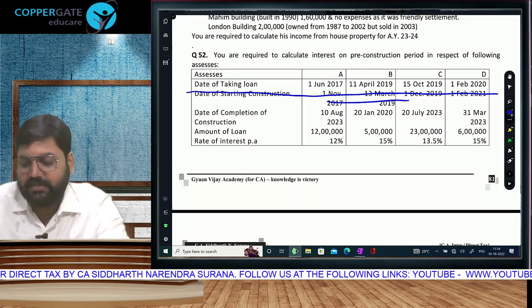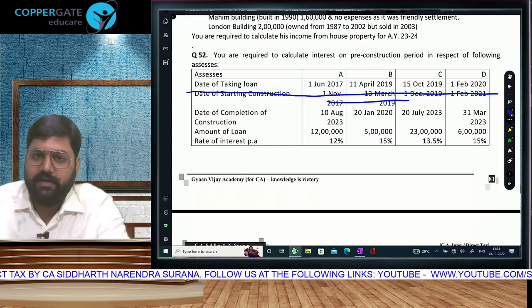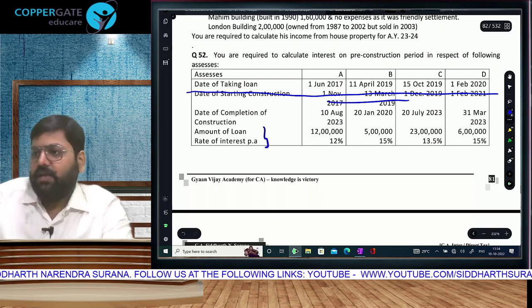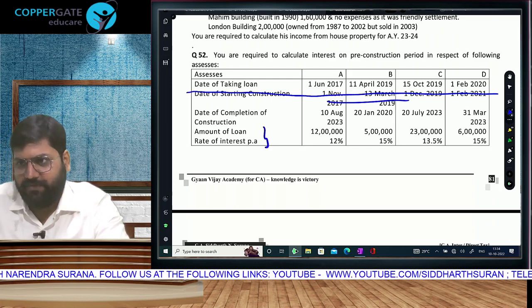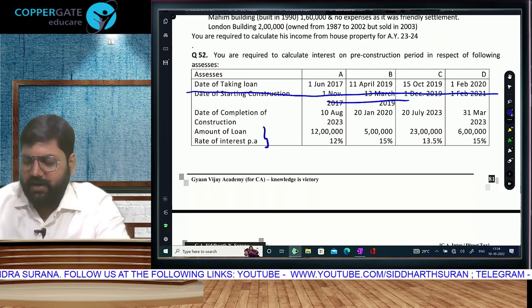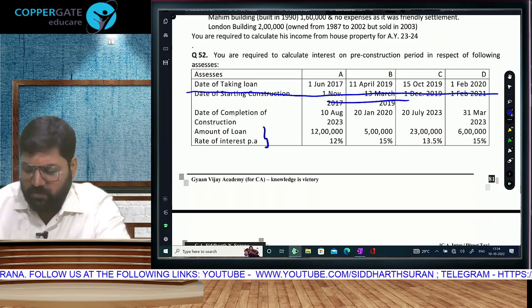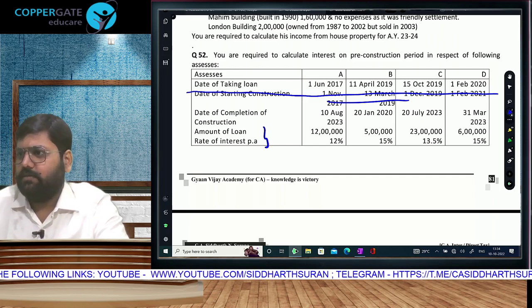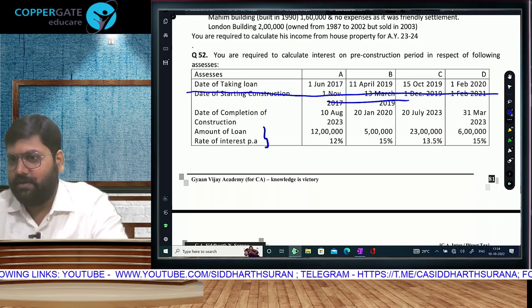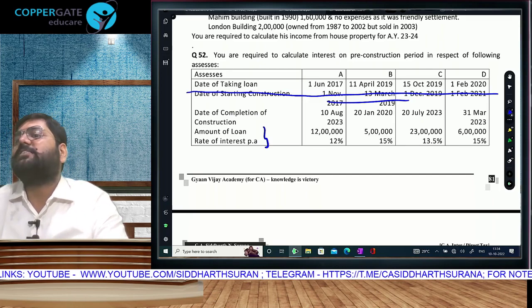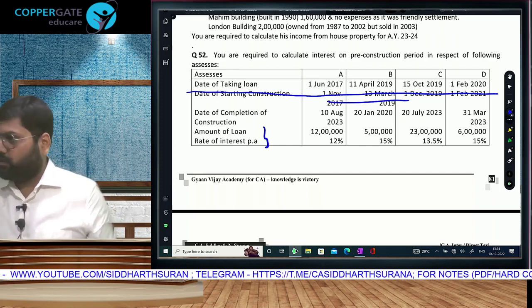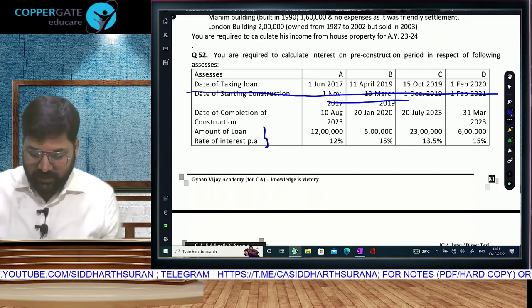But yes, the next date is definitely important. That is the date of completion of construction. And as far as principal and rate are concerned, if they don't give you this data, that means there is a defect in the question. Without principal and without rate of interest, the question is wrong. Is that clear? So, let us go on, principal and interest are given.